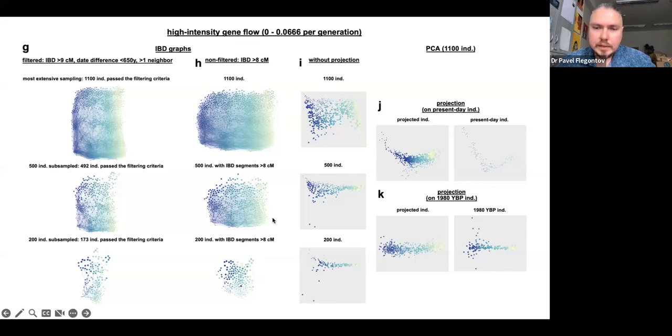For another problem of PCA, besides these widespread horseshoes, is the emergence of outliers. For example, they emerge here in non-projected ancient individuals, or they emerge here when all individuals are co-analyzed, both ancients and moderns, and they emerge also in many other cases. And these are artifactual outliers. I will also talk about them later.